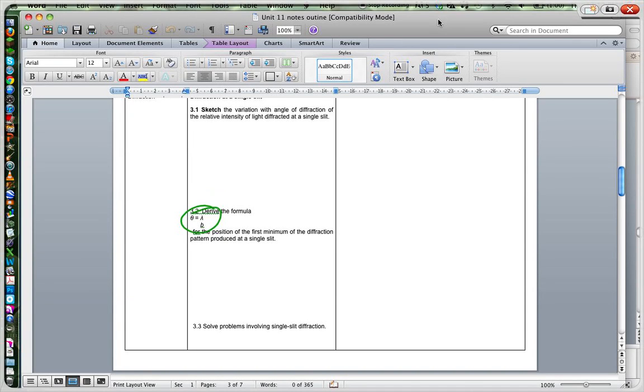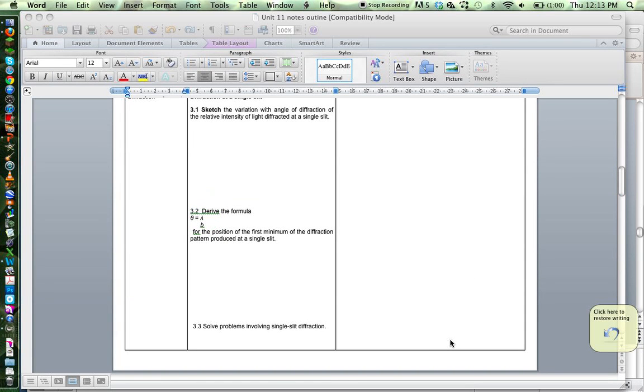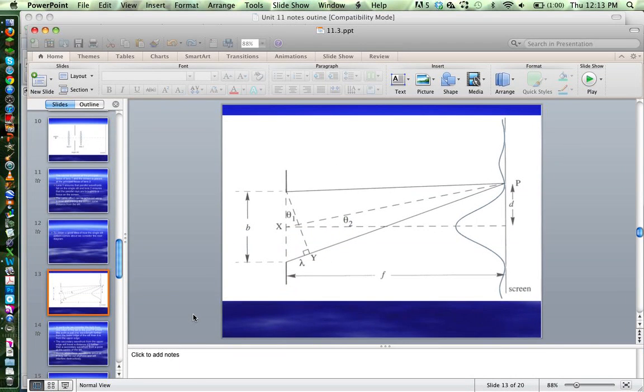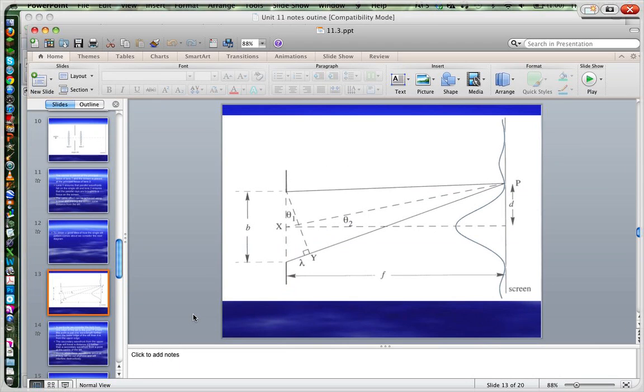I'm going to extend this formula a little bit, and hopefully you will accept my reasoning here. We'll see. Okay, now I've got here that theta 1 is equal to lambda over b. Alright, we agreed with that.